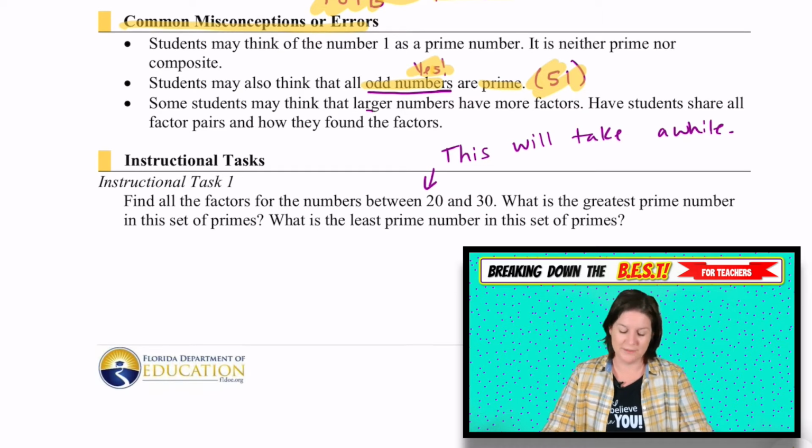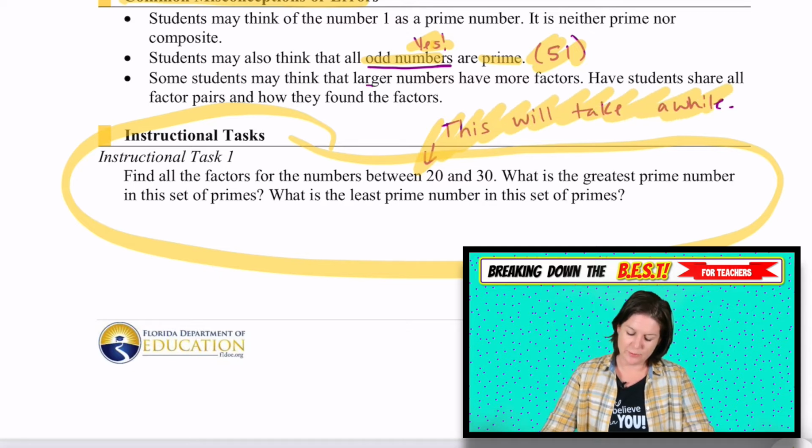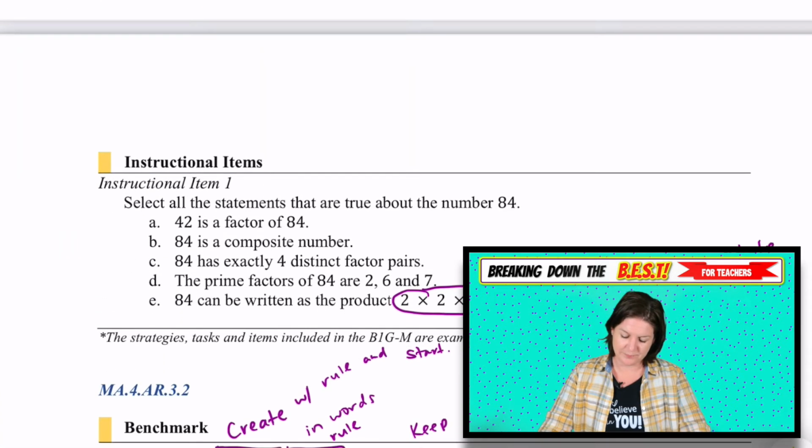So, boom. This task right here that they mentioned, I just made a note saying that this is going to take a while, because they're finding all the factors for the numbers between 20 and 30. So that's going to take a while, which would be a great task for them to do. Given one problem, it will take them a little bit and clearly shows their understanding of factors.